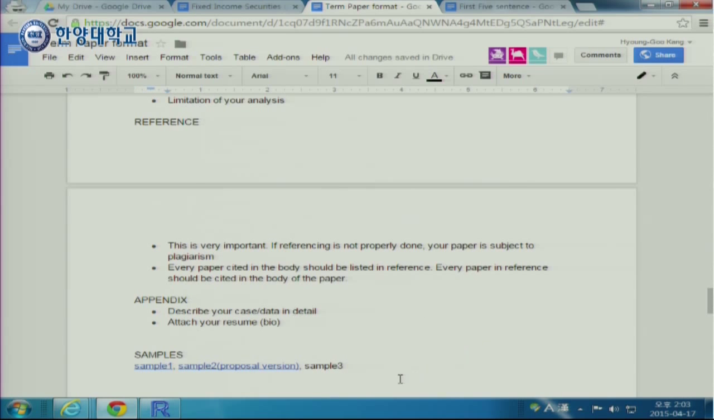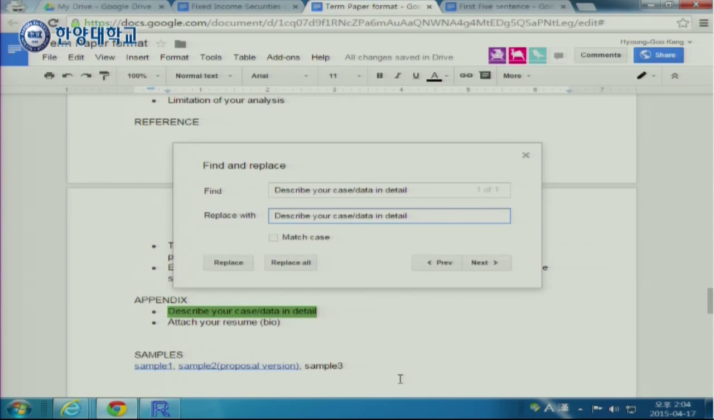Technical detail. Let me write down. Technical details.